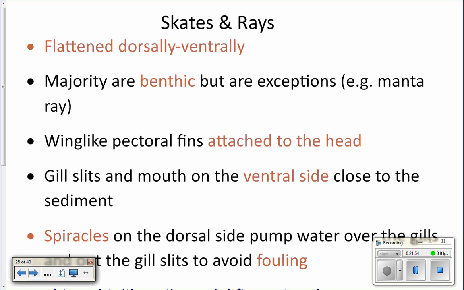So, like the manta ray, the largest type of ray, is going to be pelagic. So, it's going to be swimming up in the water column. And like the spotted eagle ray will be pelagic, swimming in the water. But for the most part, they're going to be benthic, resting on the bottom.